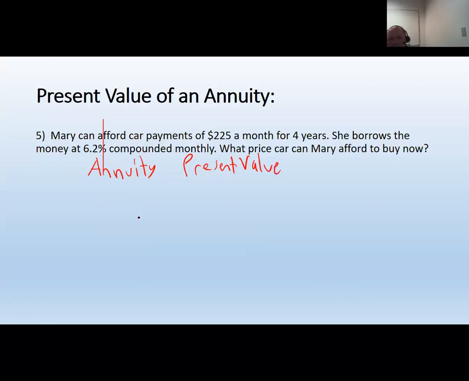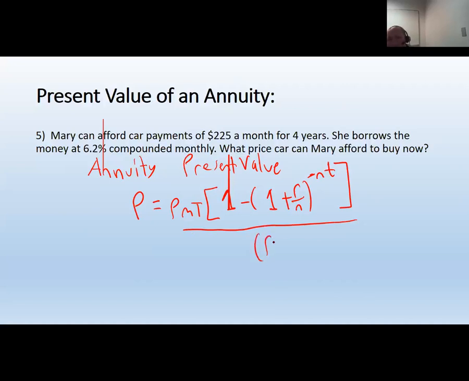So that formula is P equals PMT times bracket 1 minus parentheses 1 plus R over N to the negative NT power, over R over N in parentheses. So let me see if you can use that formula in this problem. I'm going to give you about 2 minutes on this problem to set it up and try it, and then we'll go over it together.